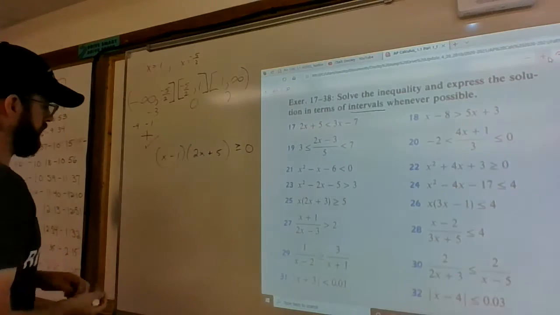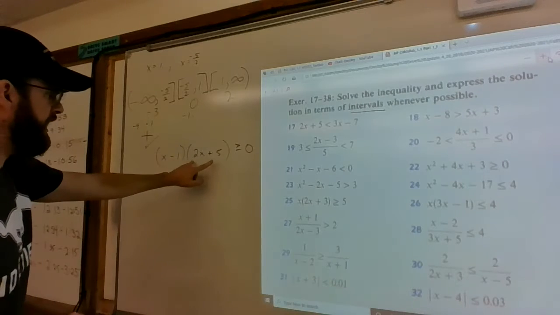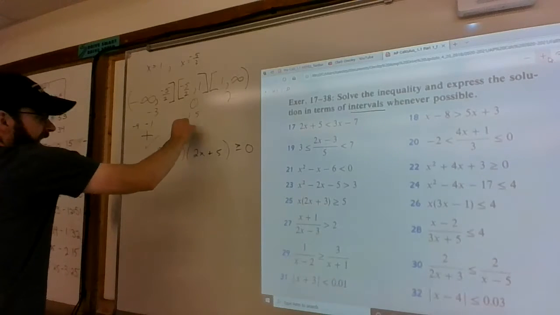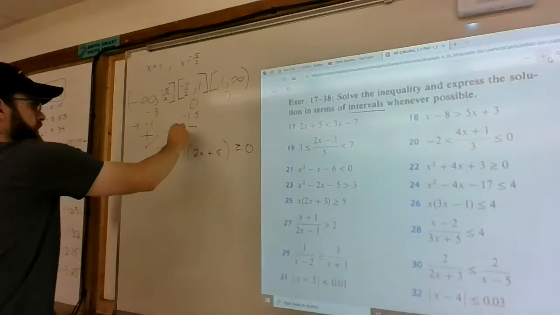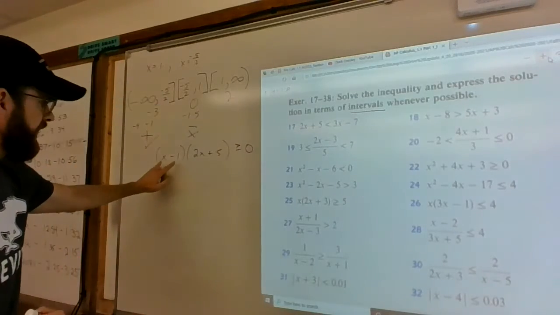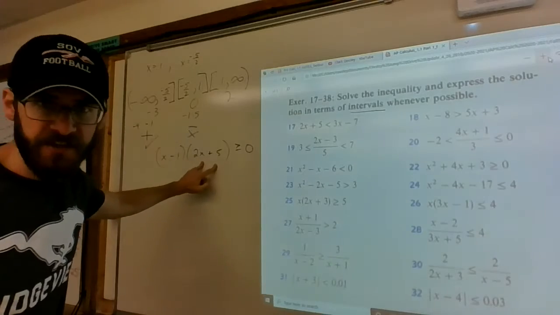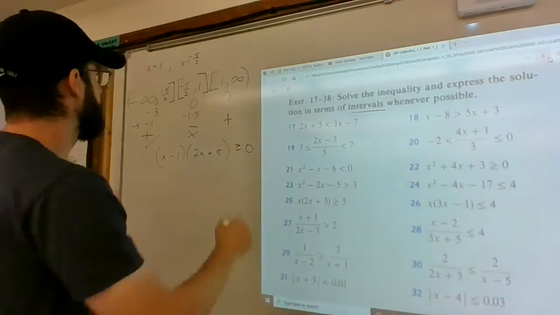Does 0 work? Well, if I plug in 0 right here, I get -1 multiplied by 0 plus 5, 5. That is a negative number. It does not satisfy the condition of being bigger than or equal to 0. So that does not work. And then when you test 2, it gives a positive here and a positive here. So a positive times a positive is a positive, which is greater than or equal to 0.